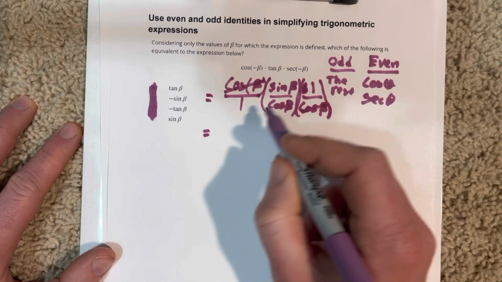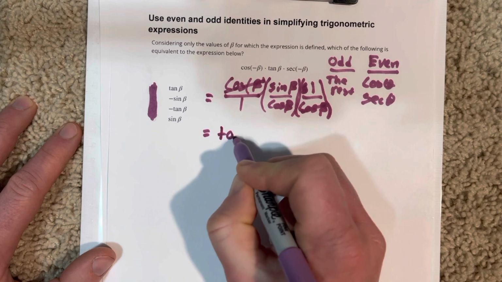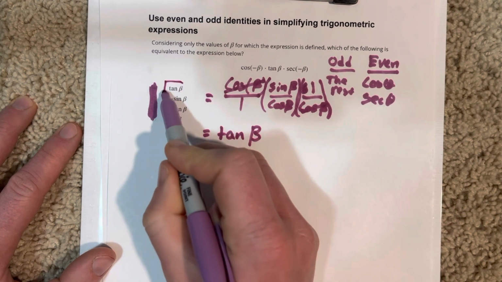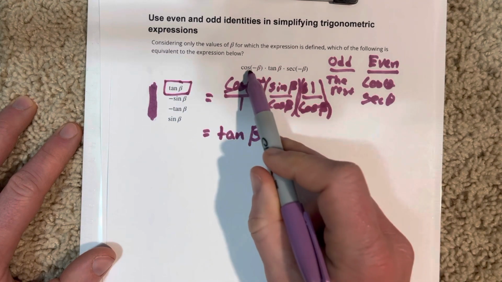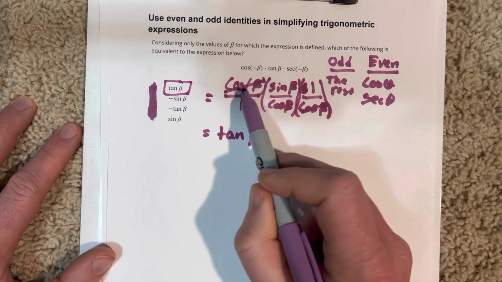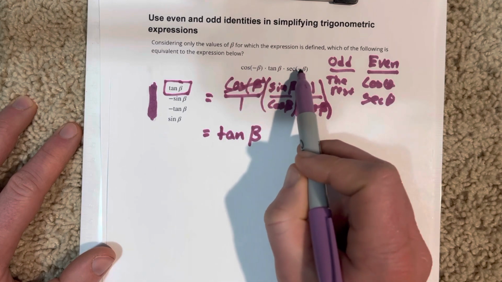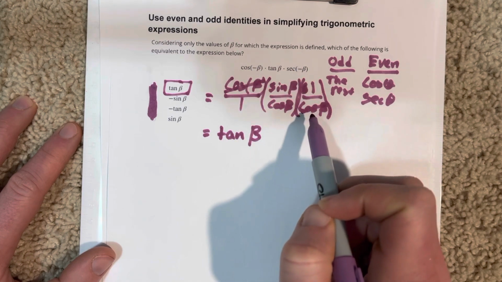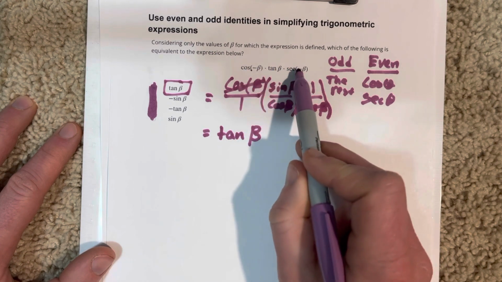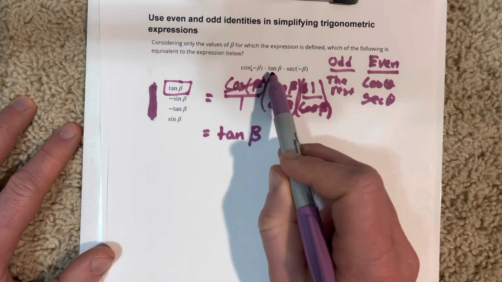Well, sine beta over cosine beta is tan beta. So tan beta would be our solution here, because cosine negative beta is actually, well, cosine's an even function, so that's really just cosine beta. And secant negative beta is also an even function, so that's just secant beta. And those two things cancel each other out because they're reciprocals of each other. So you're left with tangent beta.